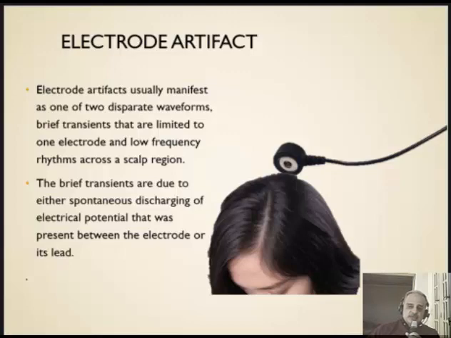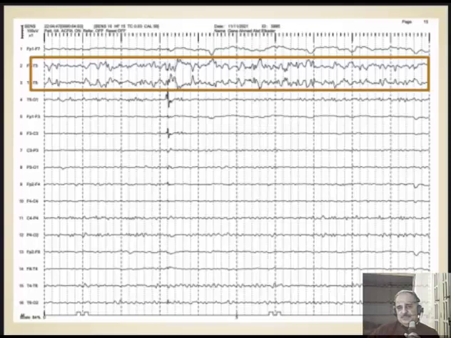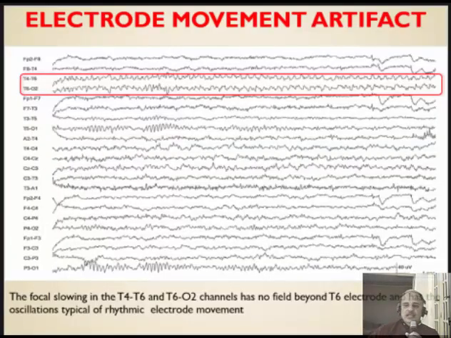Loose electrode may give slow waves limited to that electrode with no field. On repositioning the electrode properly, it will disappear. It usually results from poor contact between the electrode and the scalp due to hair or movement of the head, like the presence of tremors, especially if the electrode is not applied properly. It is evident here over the left mid-temporal region. Here over the right posterior temporal region.